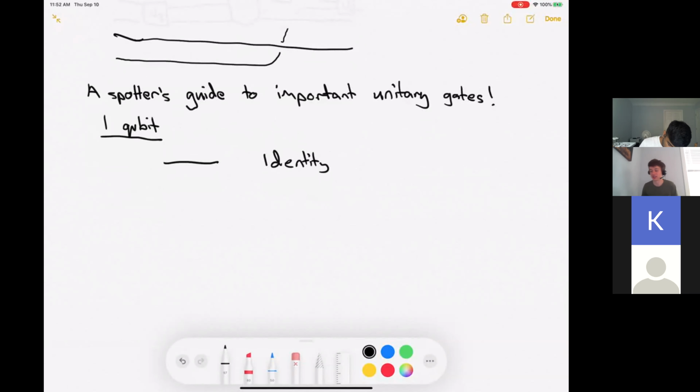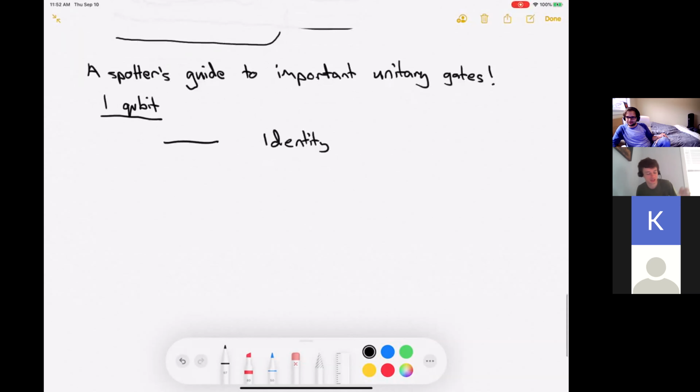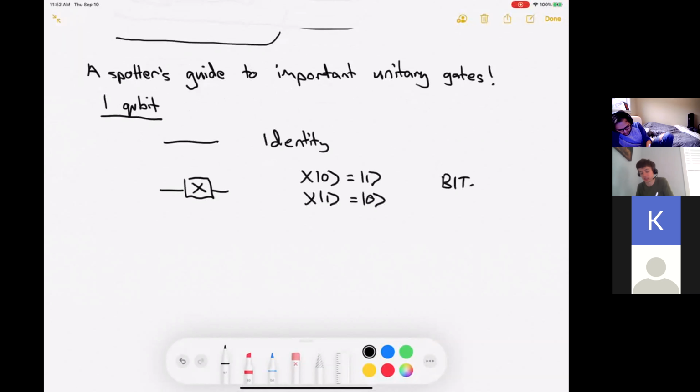So in other words, a gate that takes 0 to 1 and 1 to 0. Anyone know what that gate is called? We've seen it before in a very different context. Pauli X gate. Awesome. So the unitary matrix that describes a flip is just the Pauli X matrix. X 0 equals 1, X 1 equals 0. This is the Pauli X matrix, and indeed it acts as a bit flip.